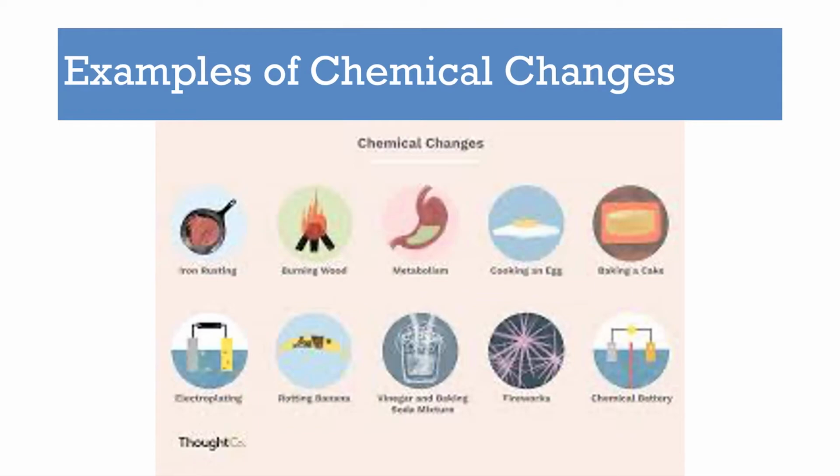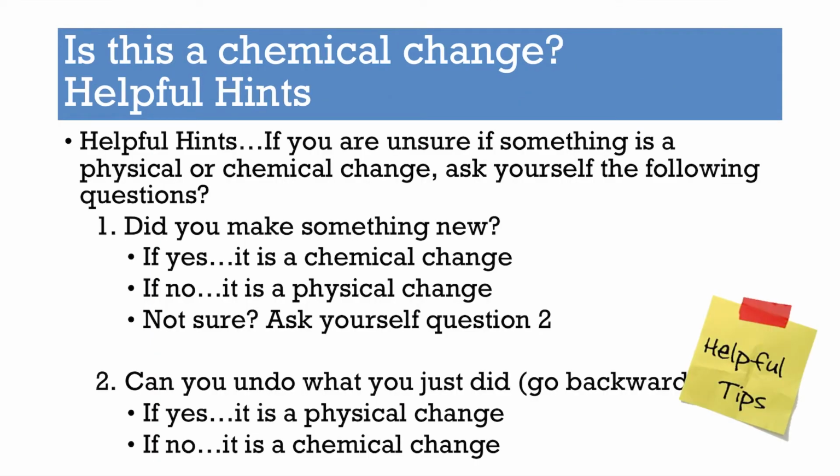Okay, so here are some examples of chemical changes. It's kind of blurry, but you have iron rusting, wood burning, metabolism, cooking an egg, baking a cake, a chemical battery, fireworks, vinegar, and something I can't quite see what that says, a rotting banana, and electroplating. All examples of chemical changes.